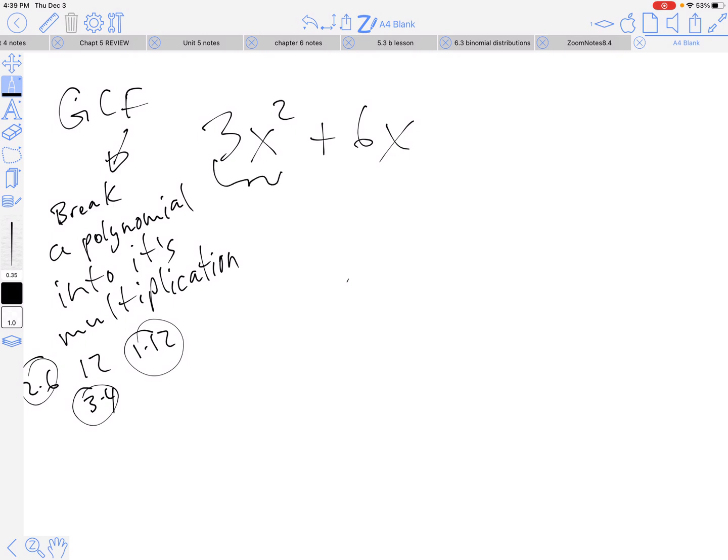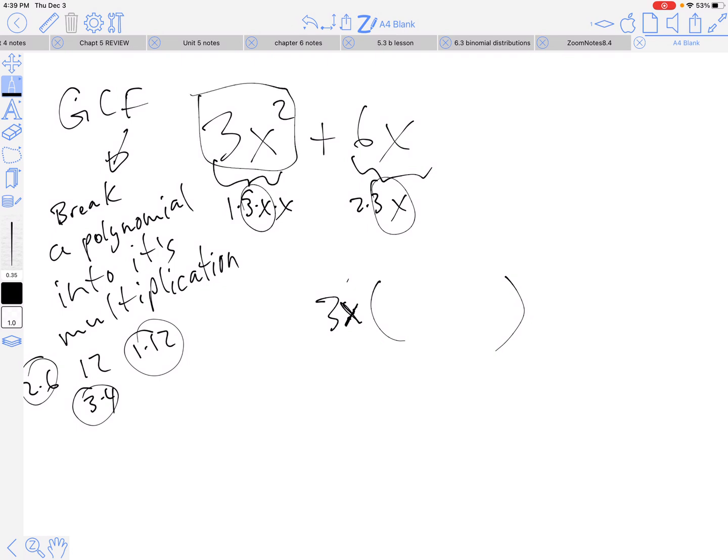So we're going to look at each term individually. Right here we have 3, which is just 1 times 3, and then x squared is x times x, and then 6 is 2 times 3, and then x. So we look at those and we see, okay, the greatest things I have there are 3 times x, and we're creating a multiplication, right? That's what factoring means, the multiplication of this. So I got to now think, what did I multiply 3x by to get 3x squared? Well, x. And what did I multiply 3x by to get 6x? Well, 2, right? And the answers are kind of right there.